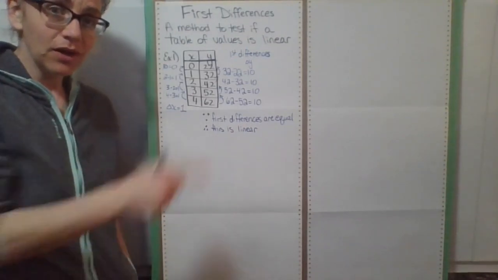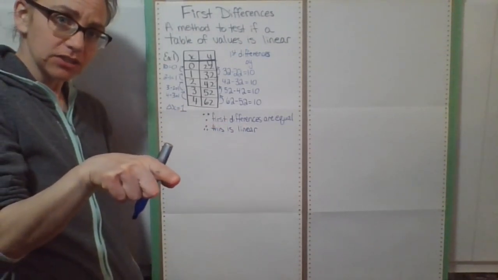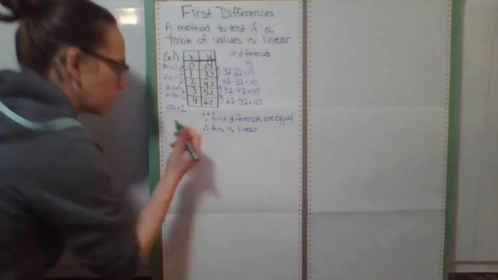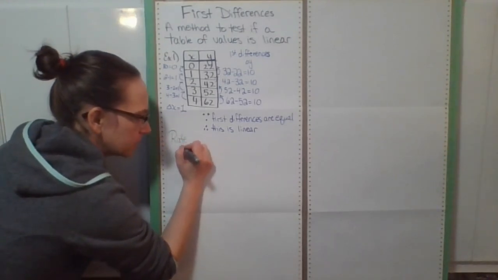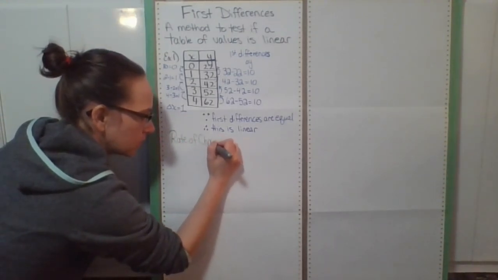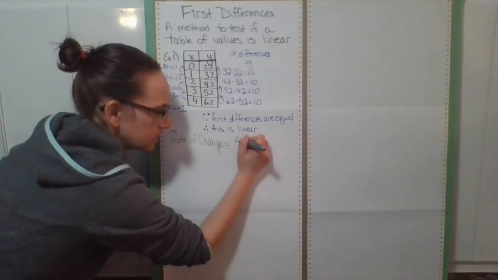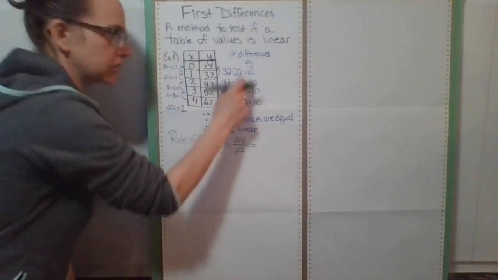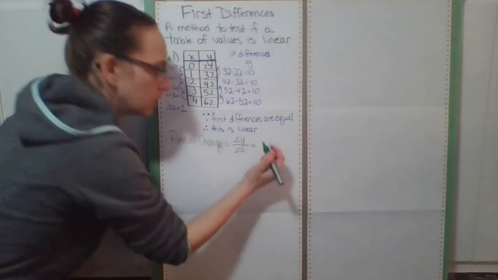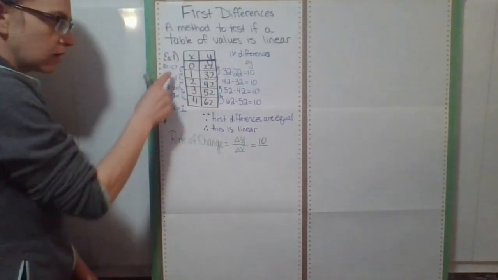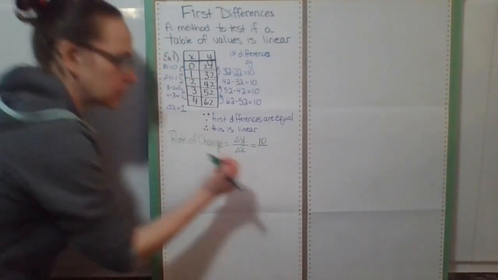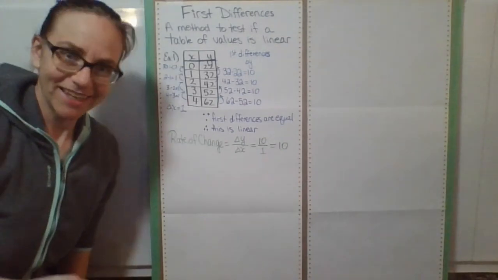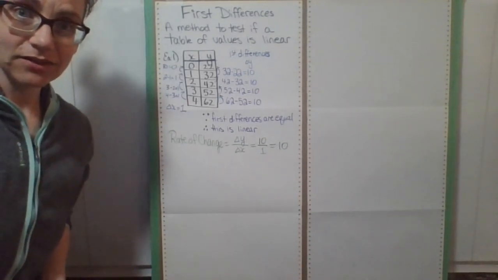We can also look at this table of values and we can figure out our rate of change. Let's do that too. Well, how do we calculate rate of change? Well, remember, rate of change is just my change in y over my change in x. My change in y we saw is 10. And we saw that our change in x is 1. So our rate of change in this case is 10. All right, let's do another example.